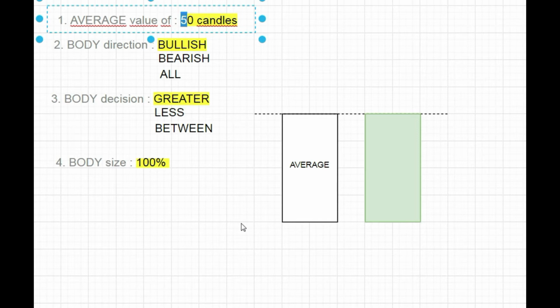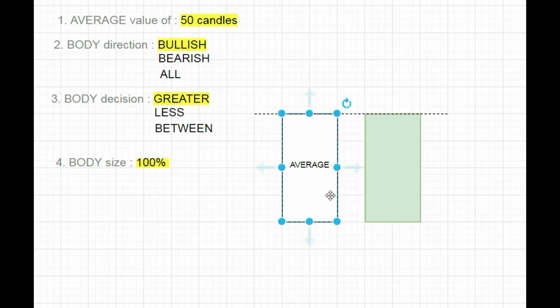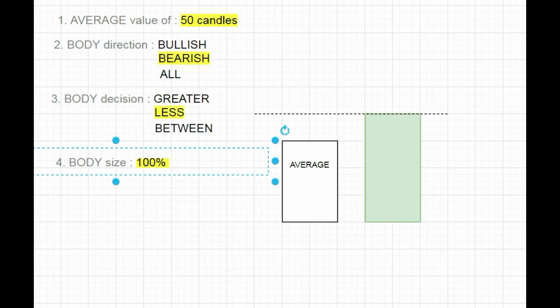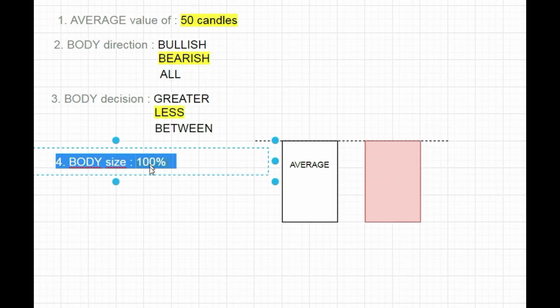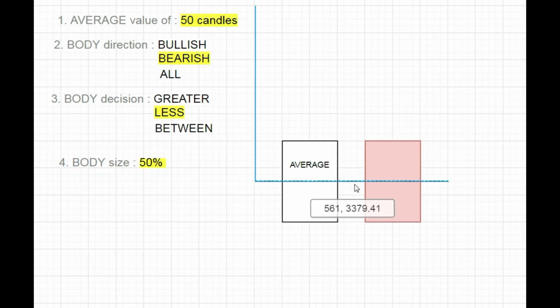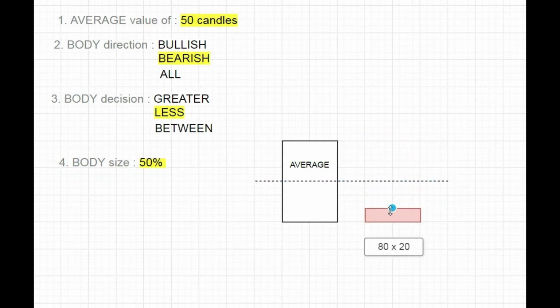The size of the average value would most probably change. For this example, let's say it would get lower. And let's also change direction and decision. In this case, our range would be any value below the dotted line, which represents 100% of the average value. What if we change the body size comparison, instead of 100% to 50% of the average? As you can see in all these examples, the mechanism of body direction and decision is the same as for case A.